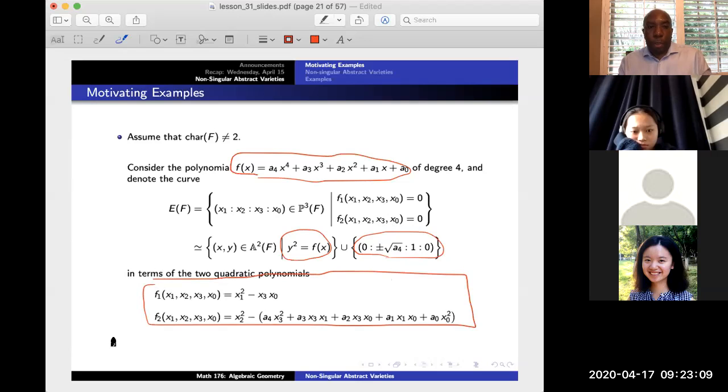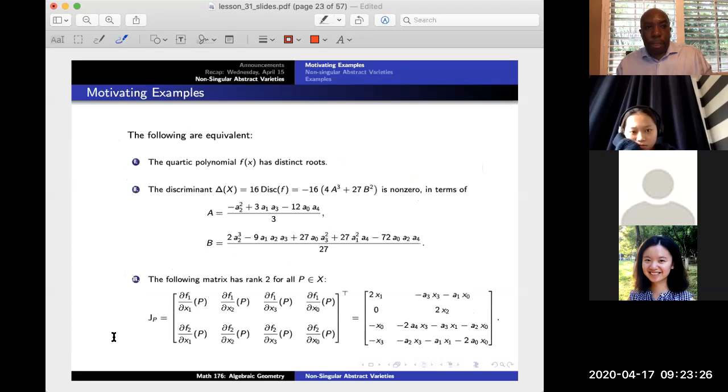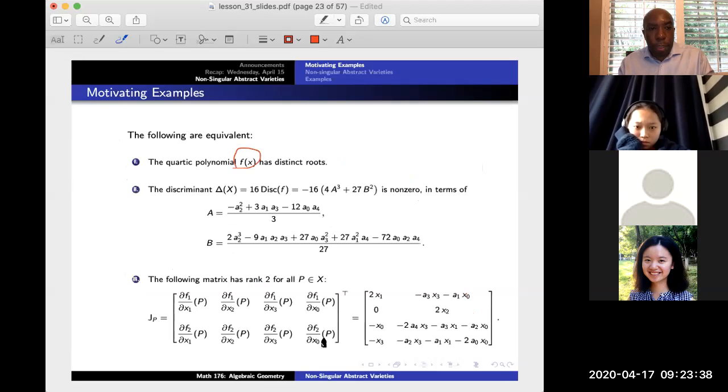Right, so on the most recent homework assignment, we said that this was an example of a quadratic intersection. It's just what happens when you have the intersection of 2 quadratic polynomials. That's what we typically call a quadratic intersection. Okay. So we actually proved a few things about this here. We said that the following statements are equivalent. Number 1, our degree 4 polynomial, f of x, has 4 distinct roots. That was equivalent to saying that this discriminant here, delta x, does not equal 0.